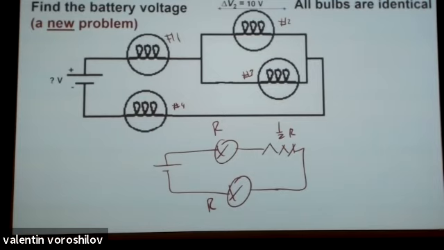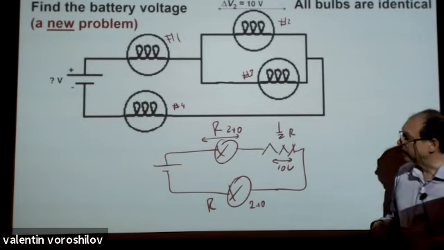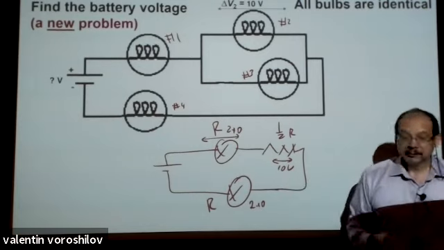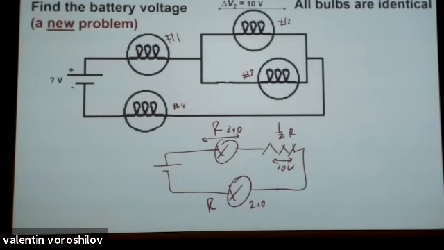So what does it mean? Well, with electric current the same, if my voltage here is 10 volts, this voltage should be twice of that, because the resistance is twice. This voltage should be twice of that, because the resistance is twice higher. And now 20, 20, 10, that gives me 50.